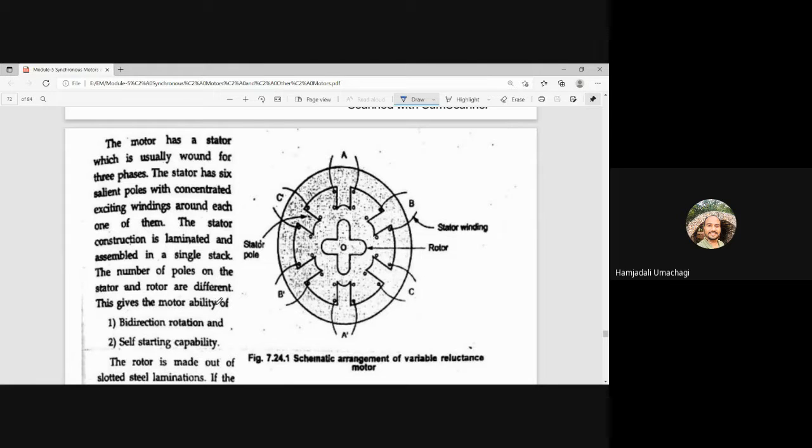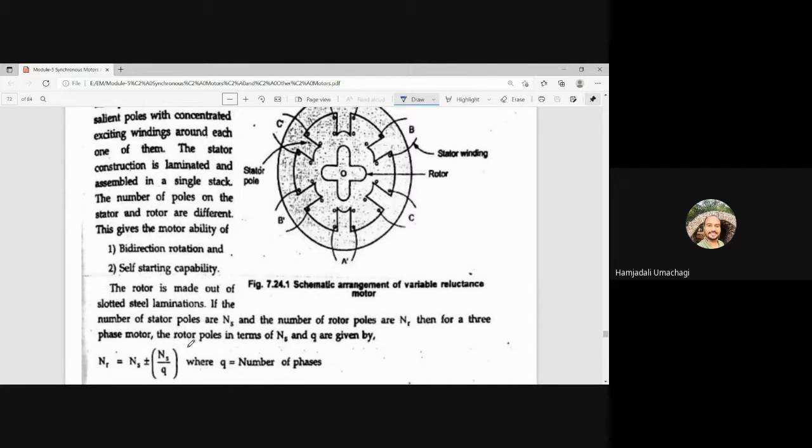If Ns is the number of stator poles and Nr is the number of rotor poles, both should be different, that is Ns should not be equal to Nr. If both are not equal, it gives the motor the ability of bidirectional rotation. So the motor can be rotated in both clockwise as well as anti-clockwise direction, and it also provides self-starting capability. Okay, then the rotor is made out of slotted steel lamination.